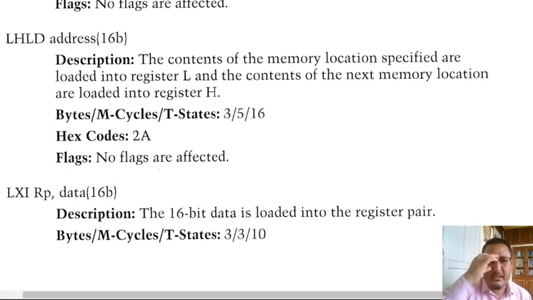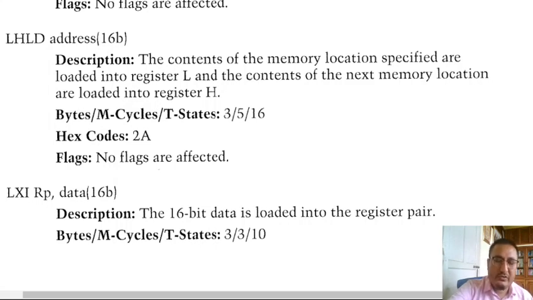Now LHLD. On execution, the content of the memory location specified is loaded onto the register L, and the content of the next memory location is loaded onto H. Again, LHLD moves the content of the address location specified to the register L, then increments the address, and the content of the next memory location is loaded onto register H.